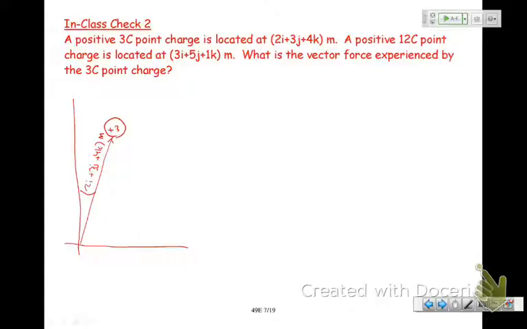And let's have a look. I have another one, which is, I'm going to do that like that. And that's going to be a plus 12. And this is going to be a 3i plus 5j plus 1k.